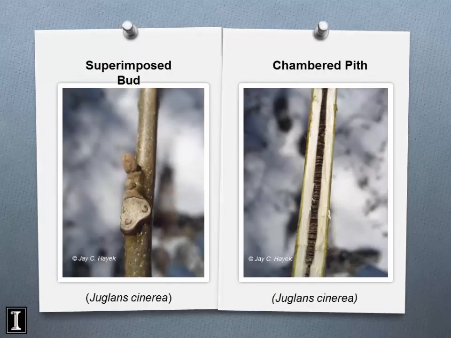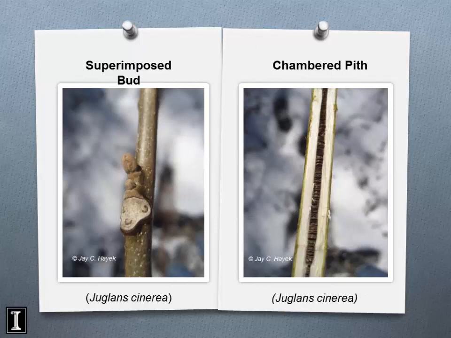So briefly, I talked about superimposed. All it means is there's a big bud on top of another bud, right above the long axis of a twig. This is a butternut, and it's a classic example of what a superimposed bud looks like on a twig. And then on the right is what the pith of a butternut looks like. We'll talk a little bit more about pith and some of the definitions. But very dark, very chambered, very hollow inside. Hollow but chambered and very dark. It's a great way to identify butternut.